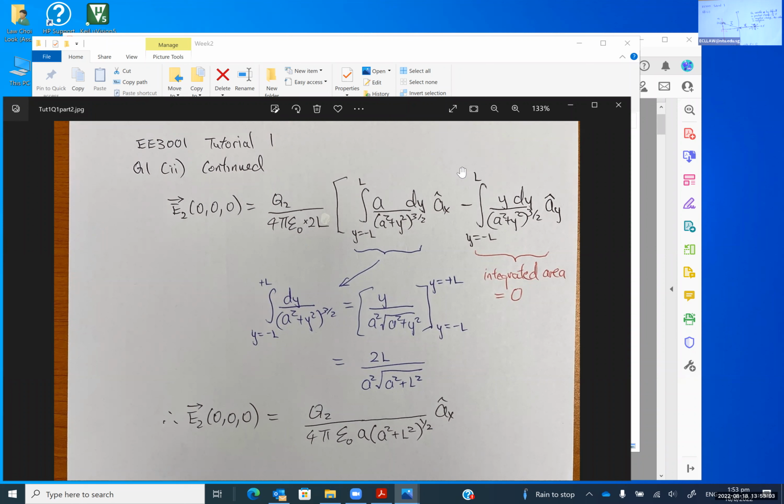And then when you substitute the value of y equal to minus L to plus L, you should see the answer is 0. Agree with that? Because it is symmetrical along the axis of x, so this part cancels out.